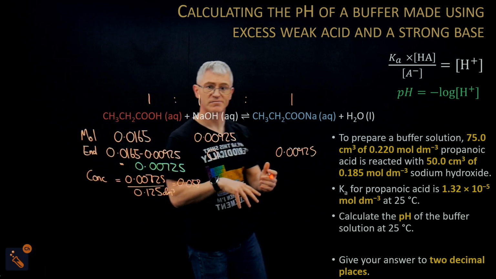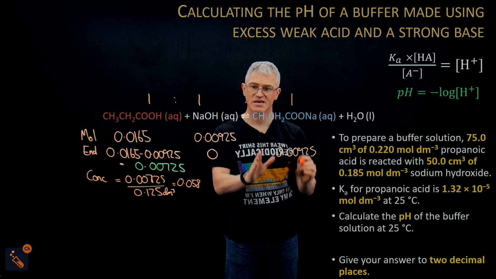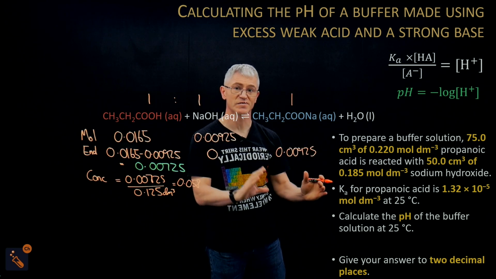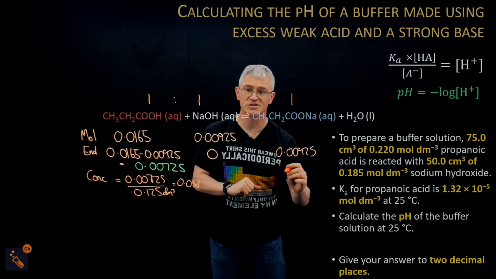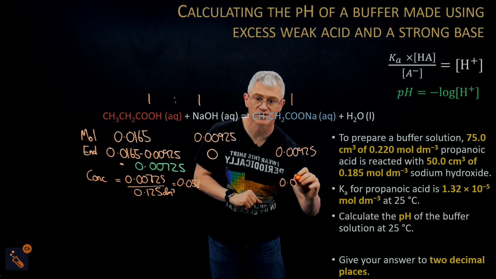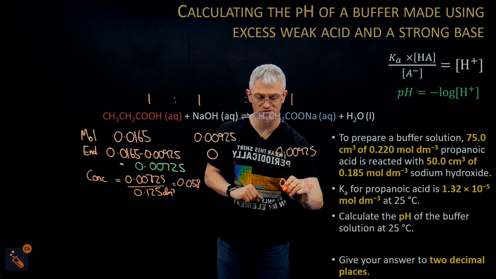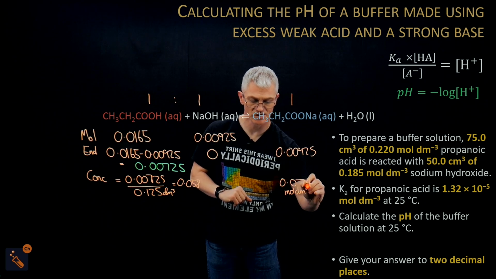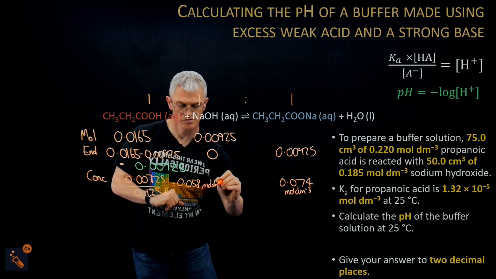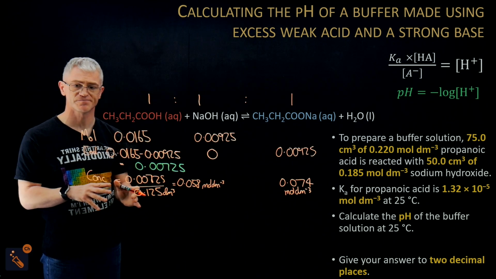So if we go across here, we're now going to do the concentration of the A minus. The concentration of the A minus is going to be this number divided by the total volume, which is 0.125, and you will find out that that is 0.074. Remember, these are concentrations, so this is moles per dm cubed, and this is moles per dm cubed.